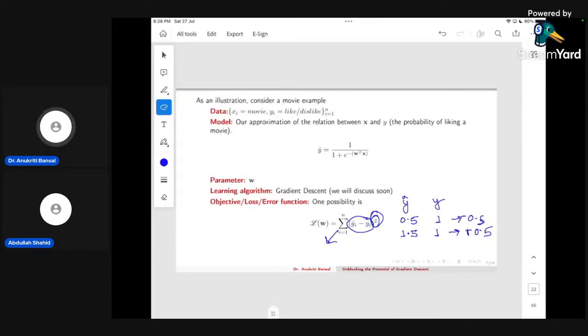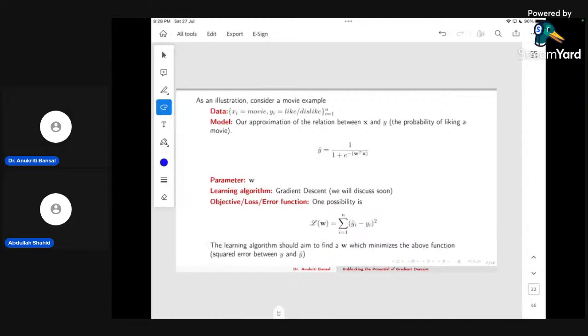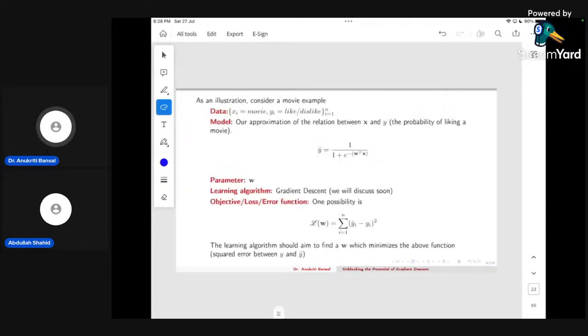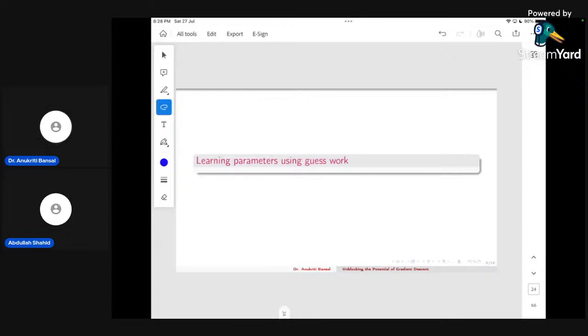And also the square function is a smooth and differentiable function. Why a differentiable function is required, we will see in the coming slides. Now the learning algorithm should aim to find parameters which minimize the above function, or the loss function, or the error. Now, how to learn these parameters? How to learn these W's or the weights?